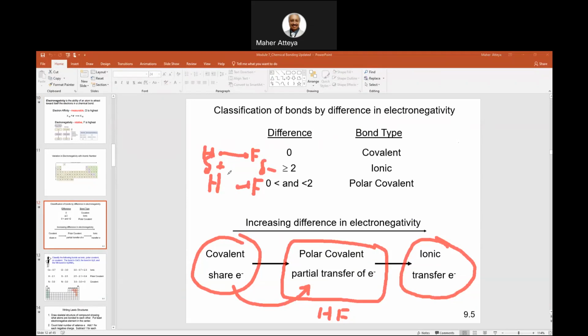So the bond is shifted more towards what? Towards fluorine. So you can see in real life that fluorine is pulling the valence electron of hydrogen towards itself. Hydrogen will feel like it doesn't have any control on its valence electron, because this valence electron is pulled like a magnet by the fluorine atom. Therefore, hydrogen will be partially positive and fluorine partially negative, and this is a partial transfer of the electrons, correct?